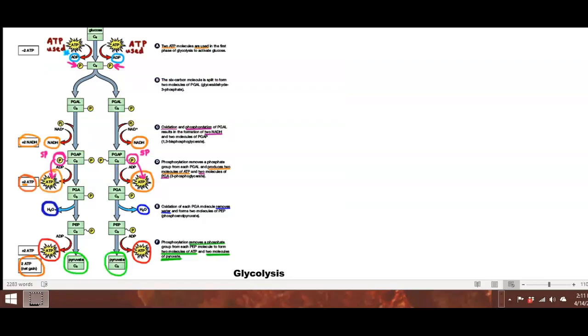Alright, this is a picture of glycolysis. I'm sorry I had to make it really small so that you could see the whole thing. But that's okay because you don't really need to know everything in here. Actually, hardly anything. So you're going to start out with glucose.